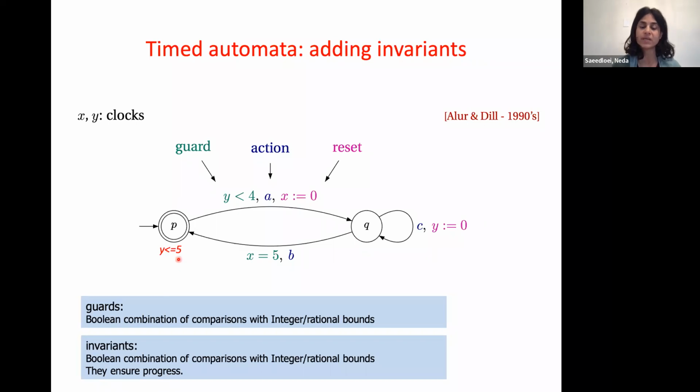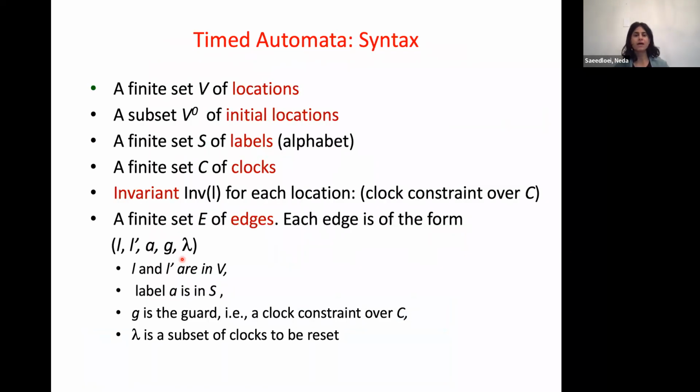So here on location P, I have Y less than or equal to 5, which means that the automaton cannot stay here on this location P more than 5 units of time since Y was reset, which means it can stay in location P as long as the invariant is satisfied. It cannot stay there while the invariant is violated. That ensures progress.